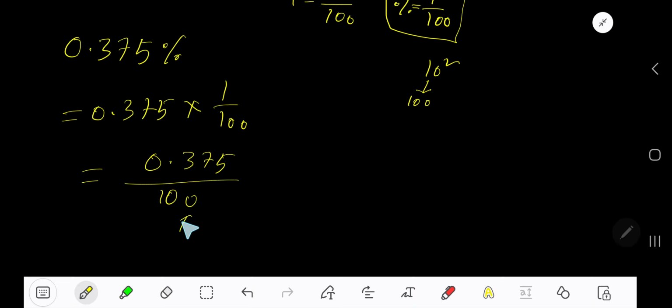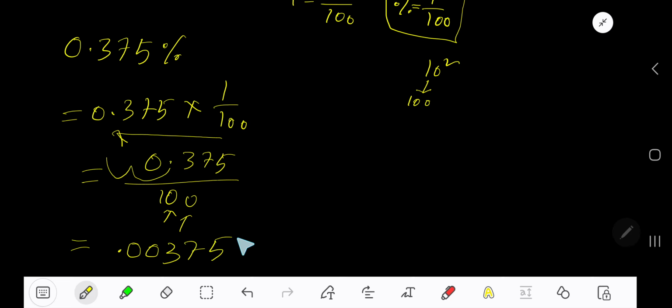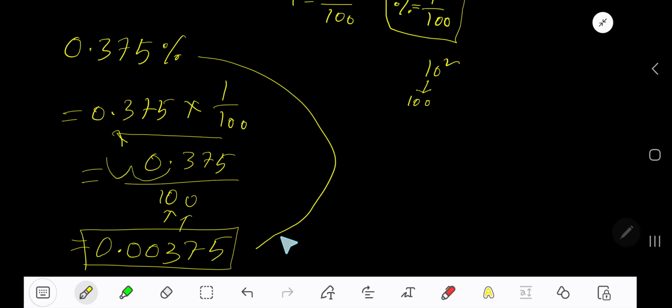Here we have 2 zeros, so the decimal point will move from right to left 2 places. 1 place, 2 places. So we are getting this place that doesn't have any digits, so consider 0. The decimal point will come here, then 375. You can add one more 0 to mean that this number is less than 1. So 0.375% as a decimal is this.